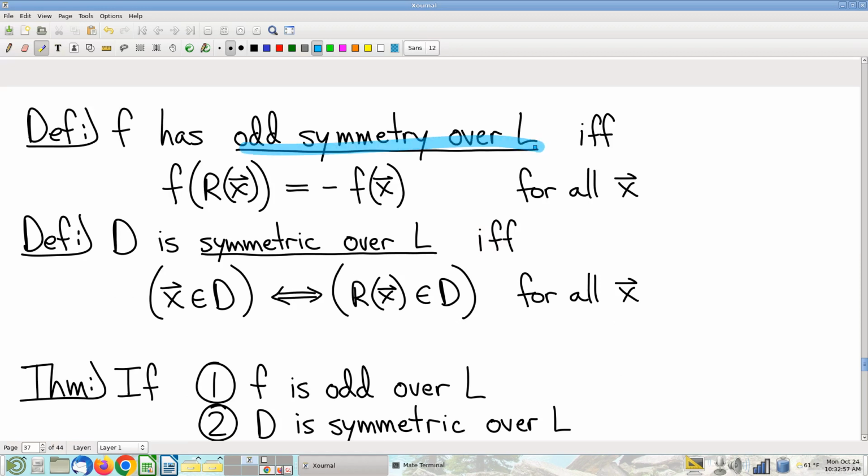Odd symmetry, totally analogous. This is where we would have put a minus sign on the input to the function, but keep in mind now we're generalizing, thinking of that minus sign as a reflection, generalizing this as any reflection, and that when you put a reflection in, you get a minus sign out. That's what we mean by odd symmetry. Totally analogous to the single variable equivalent. What does it mean for a domain to be symmetric? Well, again, exactly the analogous thing. Anytime you have a point in the set, its reflection must also be in the set. So, totally analogous ideas.